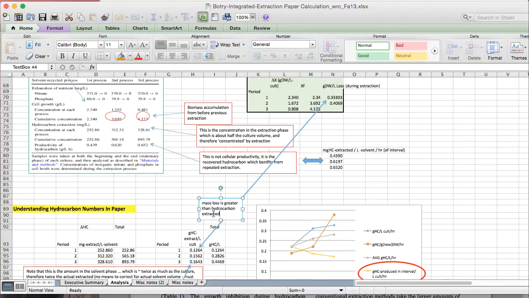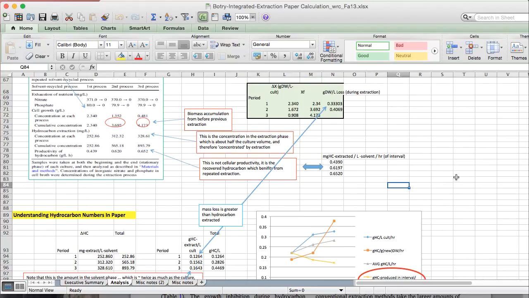And what I note is the mass loss is greater than the hydrocarbon that's actually extracted. So that means there's other cell disruption, death happening in there. That is worth noting because, of course, one of the conclusions of this work, this analysis, is that they're unhappy. And so even though there are more cells in there, they're not making more product.